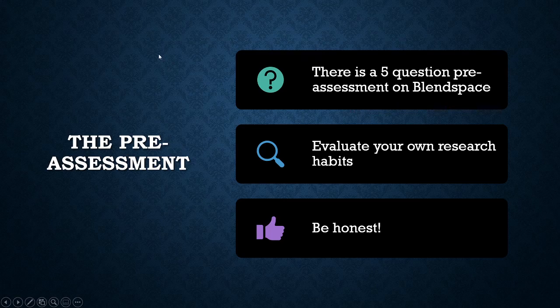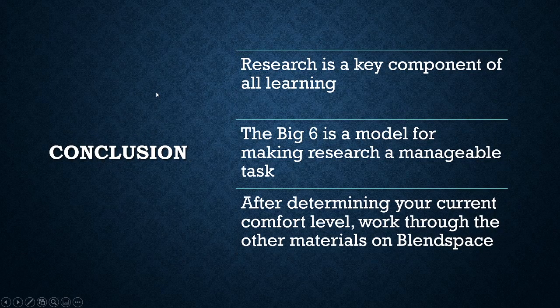So if you make your way over to BlendSpace, you'll find a 5-question pre-assessment on there. It's just going to help you evaluate your current research habits, so make sure that you're honest so that we have a good sense of both where you are at when you approach an assignment for a research task like this one, and it lets us know how good of a job we're doing at helping you feel prepared for research tasks after having gone through this lesson. So you can complete that first.